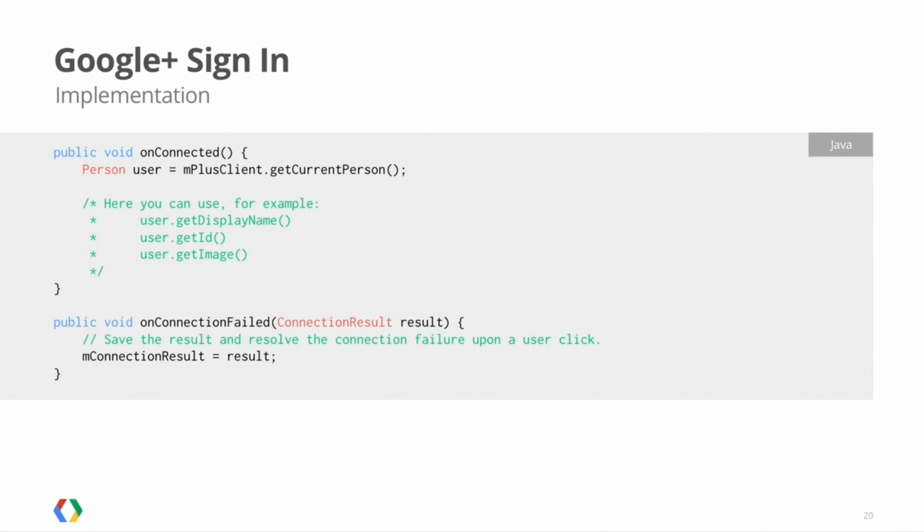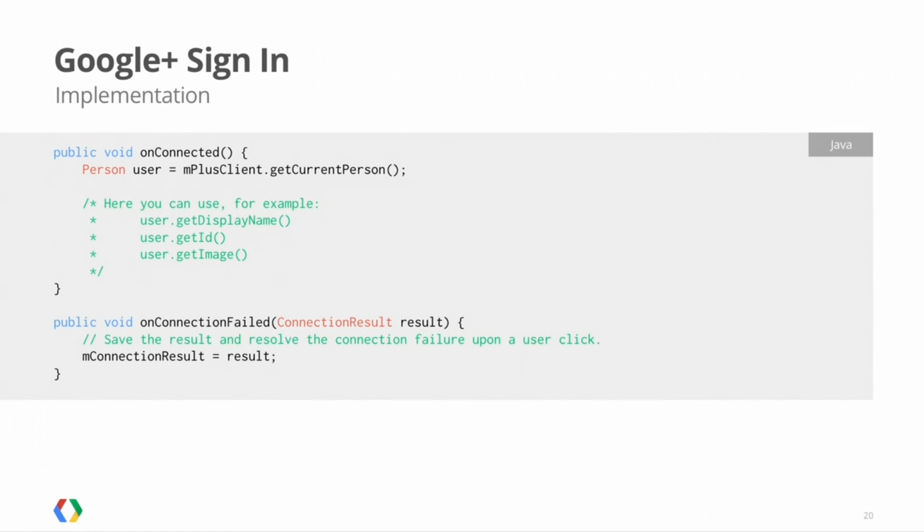Now the connect call doesn't show any UI. That's sort of up to you. We wanted to make sure that you could send the user to the consent screen when you wanted. When you call connect, you can expect one of two callbacks. If the user is already signed in on the web or to your app, you'll get onConnected. And here we can start using all of the Google Plus APIs provided by the Plus client. So we get the current person, and we can update our UI right here on the main thread.